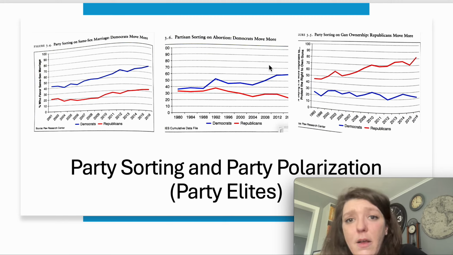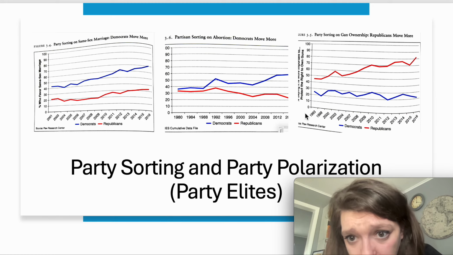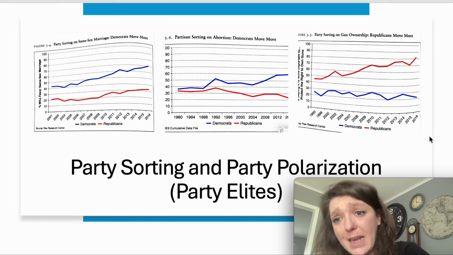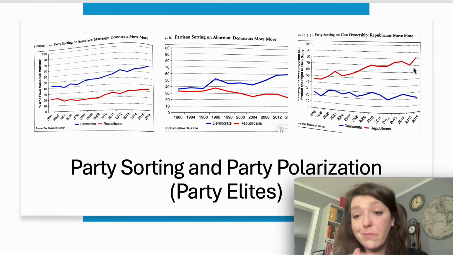These are ones where Democrats have shifted more, and in terms of gun ownership, Republicans have shifted more. So you can see in 1993, Republicans and Democrats were far apart, but not incredibly so. Much more far apart today. In 2016, the division on this issue between the two parties is much more extreme. And this is the party sorting.